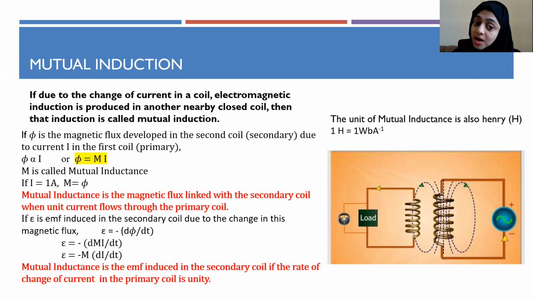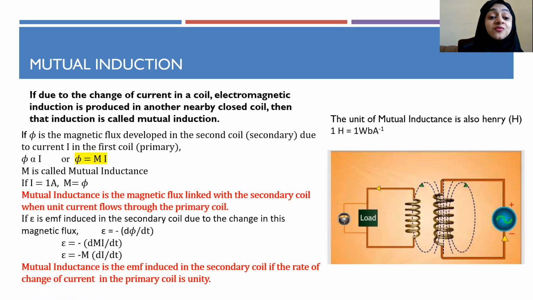Now, you may have a doubt if self-induction happens in the primary coil. Yes, it will be there. And in addition, there will be mutual induction in the secondary coil. So let us mathematically see this situation. If phi is the magnetic flux developed in the second coil, which is called the secondary, due to the current I in the first coil, that is primary. So we know that more current, more will be the magnetic flux induced in the first coil, and more will be the magnetic flux transferred to the second coil.